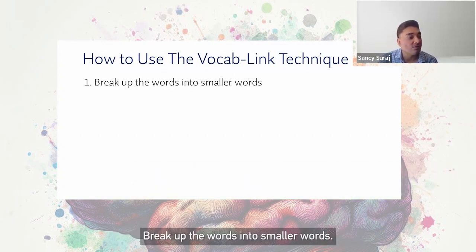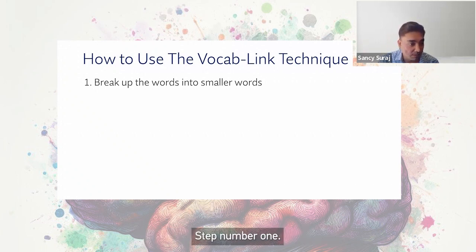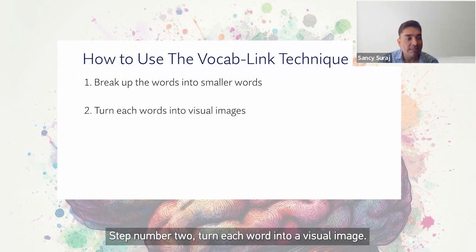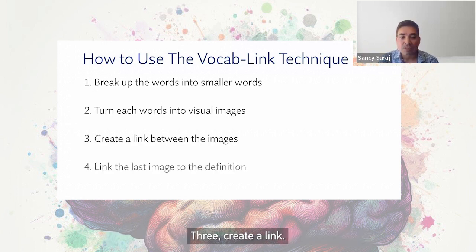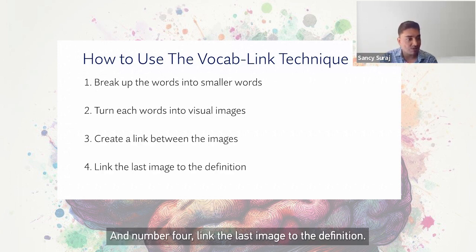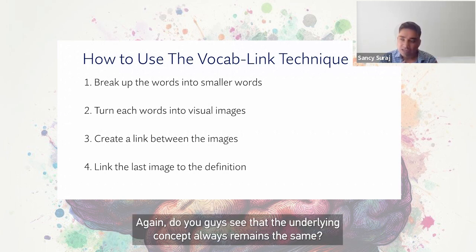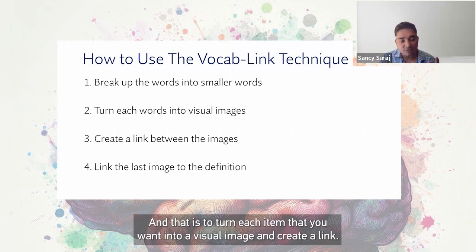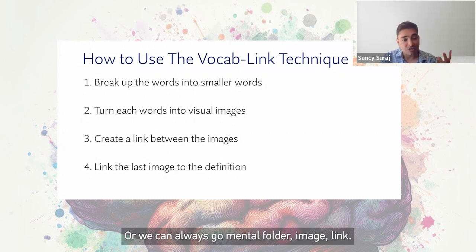Step number 1, break up the words into smaller words. Step number 2, turn each word into a visual image. 3, create a link. And number 4, link the last image to the definition. Again, do you guys see that the underlying concept always remains the same? And that is to turn each item that you want into a visual image and create a link. Or we can always go mental folder, image link.